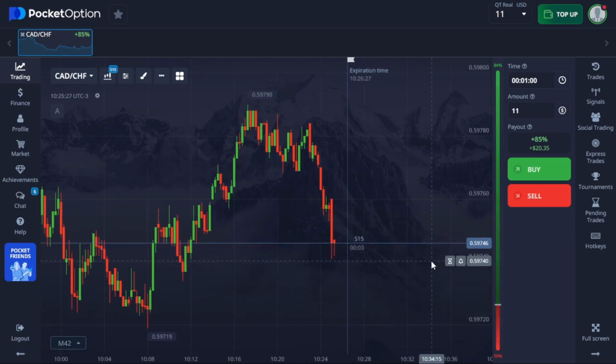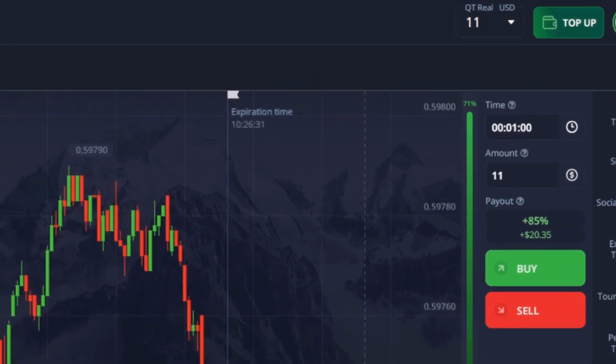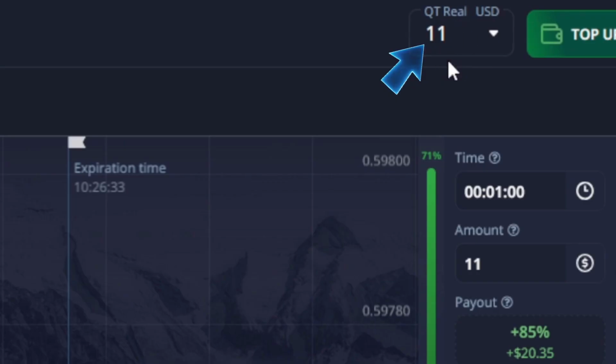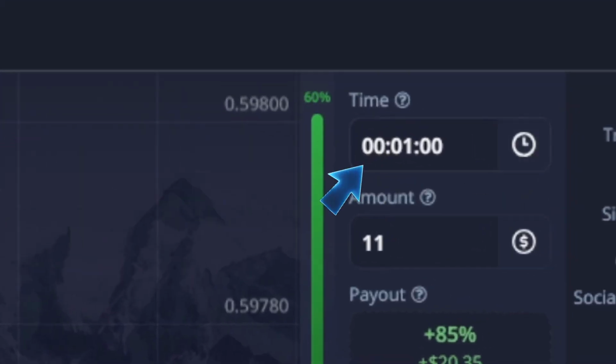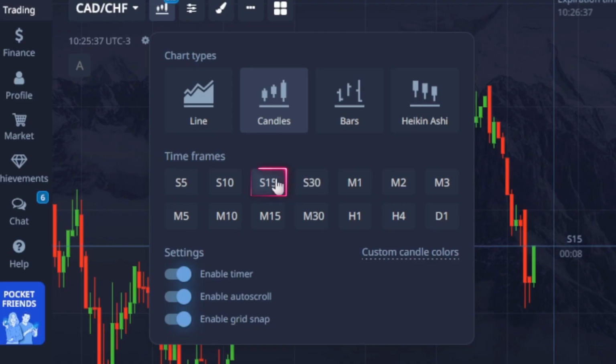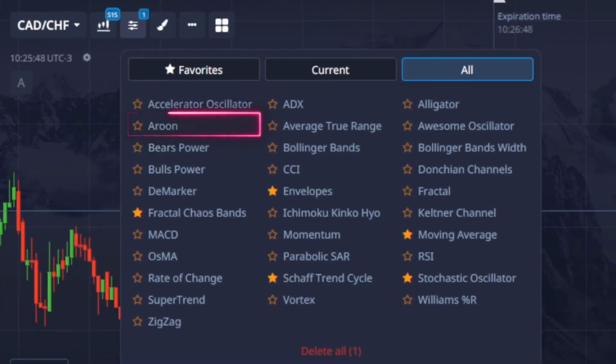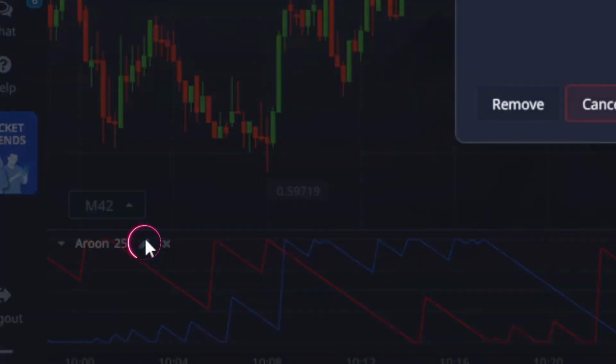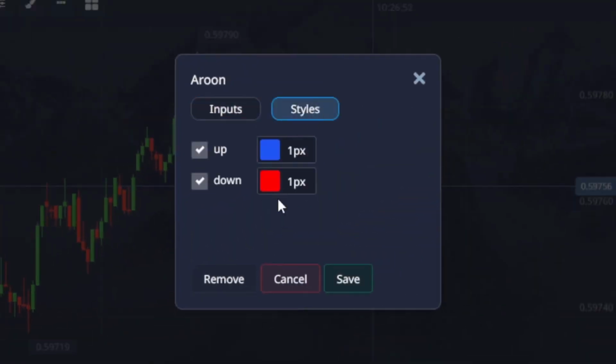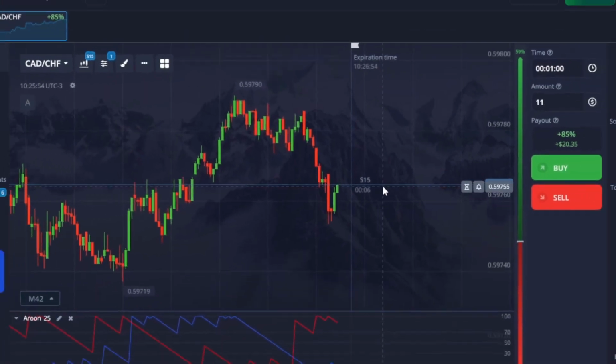Let's start with an amount of $11. The expiration time is 1 minute. All right, let's add the time frame, right now 15 seconds. Candles, the indicators, and let's put the arrow on. So let's use the arrow with period 25 and these colors for you.